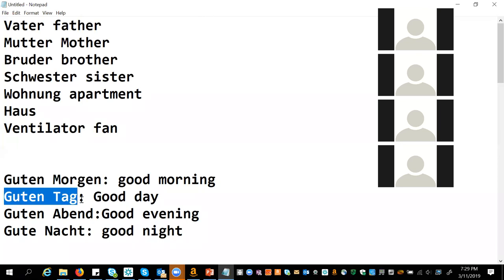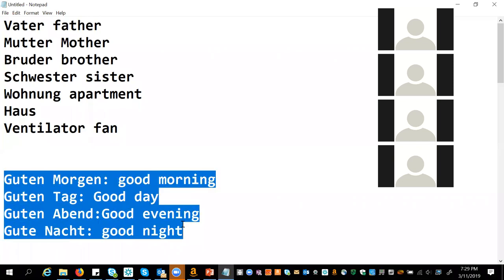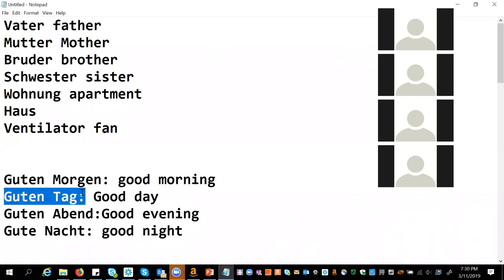Guten Tag. Good day. Vater, father, Mutter, mother. Nein. This is not Vater, Mutter. This is Vater, Mutter. Okay. So, Guten Tag means good day. And Guten Abend means good evening. And Gute Nacht is good night. Right? So, these are the German words for good morning, good evening, good day, good night. And Guten Tag you can use throughout the day, either in the morning, afternoon, evening.